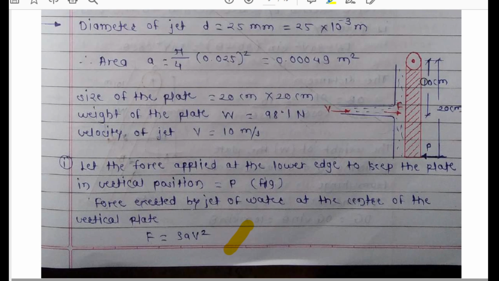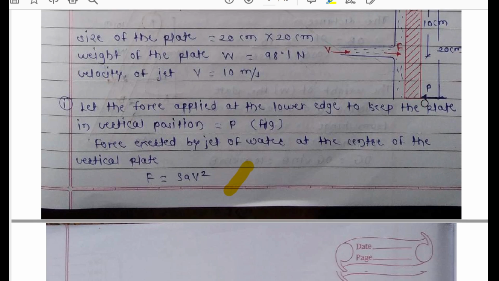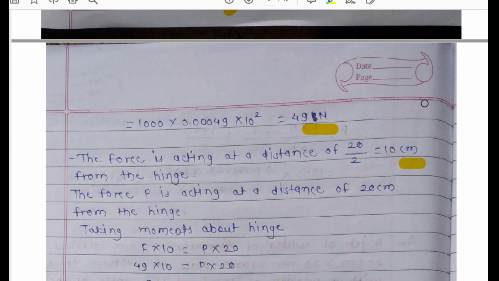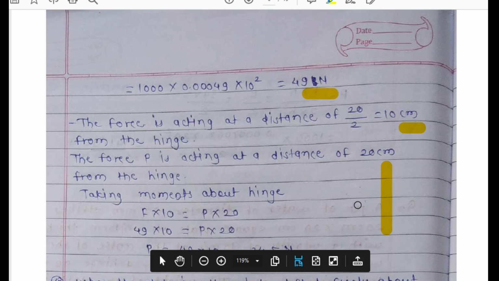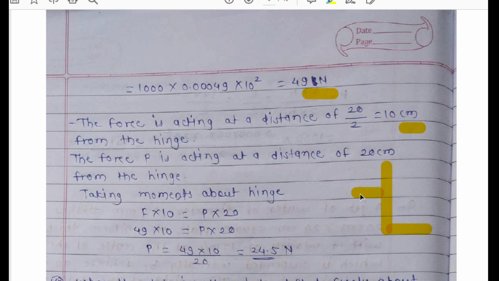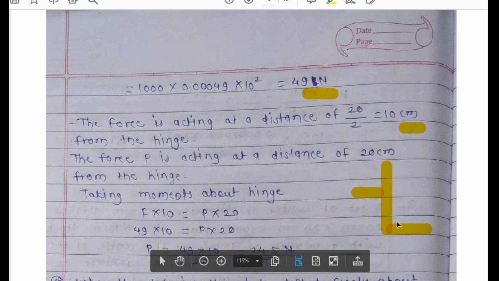This 49 is acting at the 10 centimeters, and the force P, that is the external force, is acting at a distance of 20 centimeters. This is your F and this is your P. And at this edge the hinge is acting. Now take the moments. Moment will be F into 10 equals P into 20.